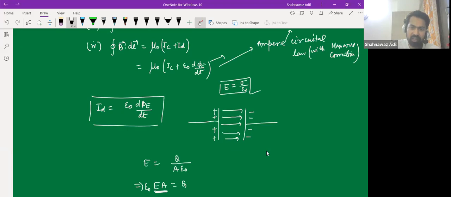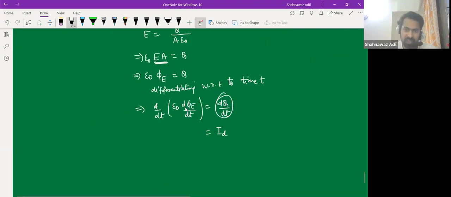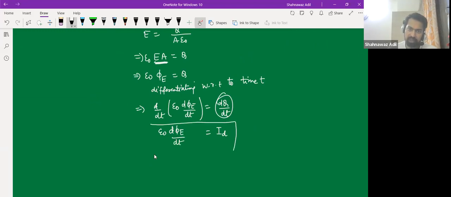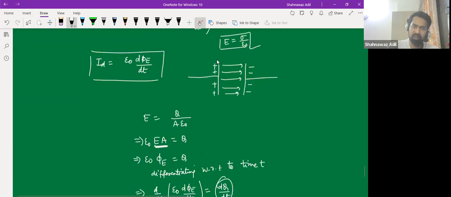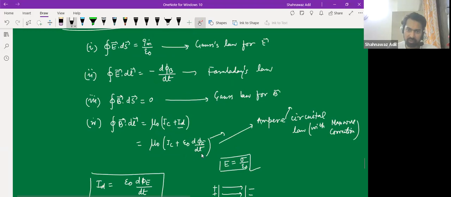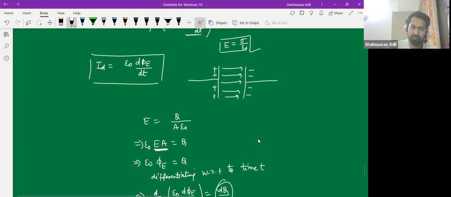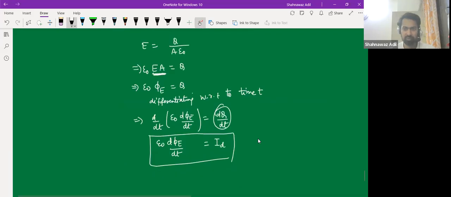There is no flow of charges, right? But the charges change due to the change in electric flux. So that will create some current, and that we call displacement current. So that is how you get this displacement current, so this is how you get I_D equal to this. Clear? Is this part clear? Yes, Mariam, is this clear? Yes, sir.